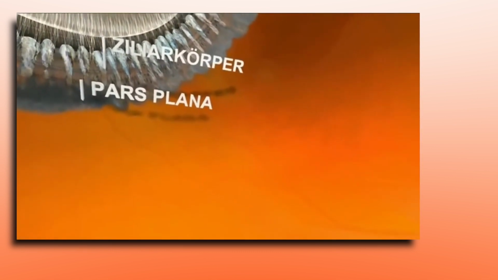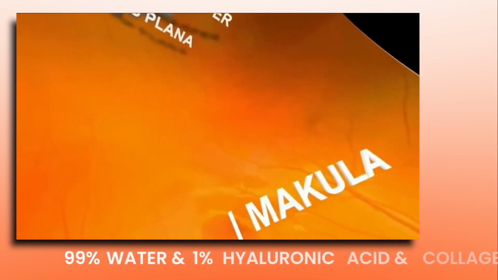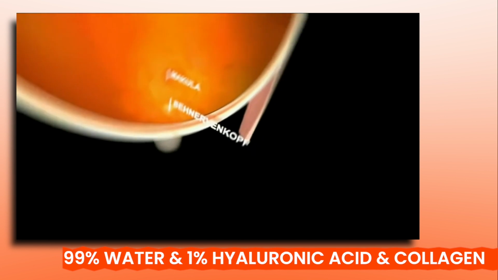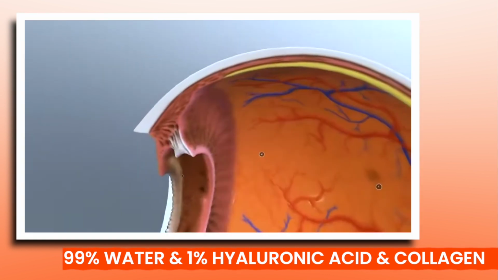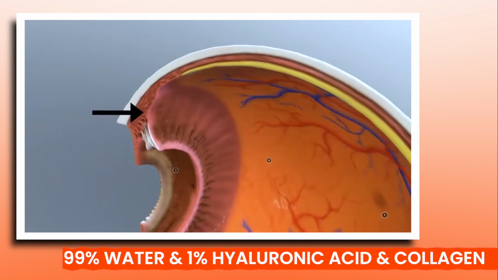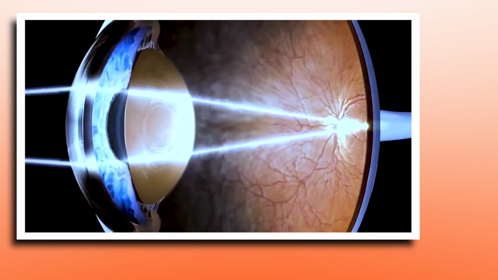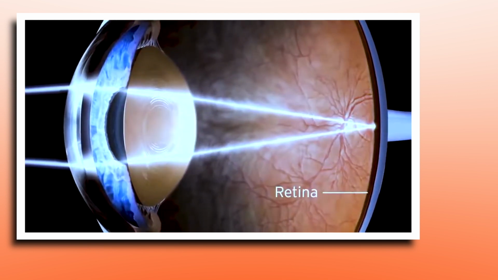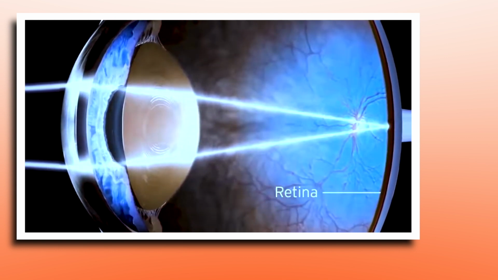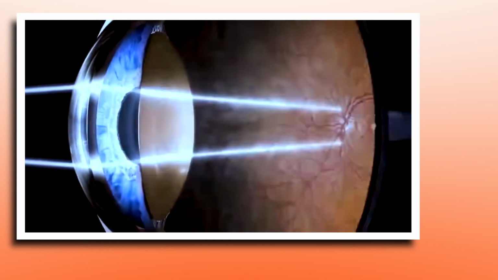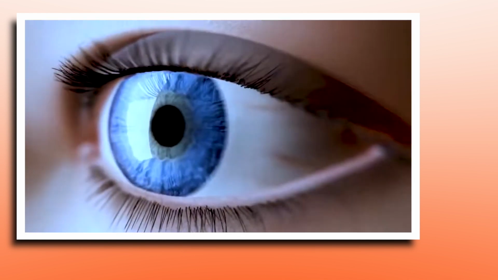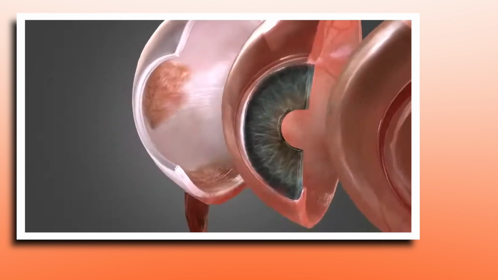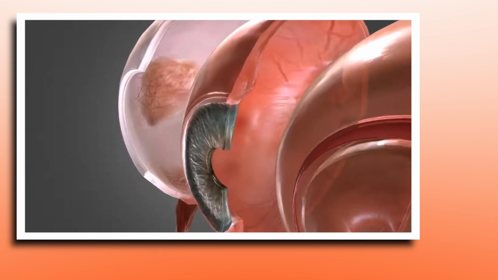What does it contain? It contains 99% water and 1% hyaluronic acid and collagen. Collagen is a connective tissue. The vitreous is adherent to the retina at certain points, particularly the optic disc and the ora serrata. Optic disc means that is the area where the optic nerve enters into the retina. That is called the optic disc.